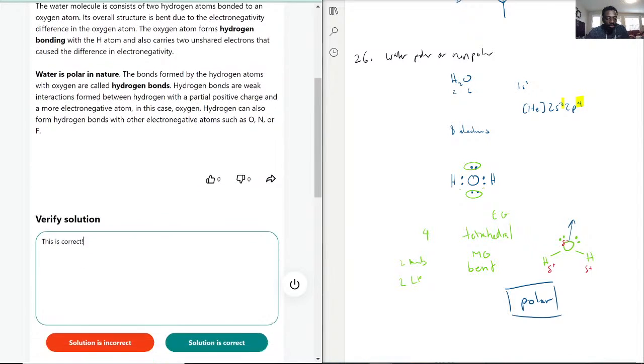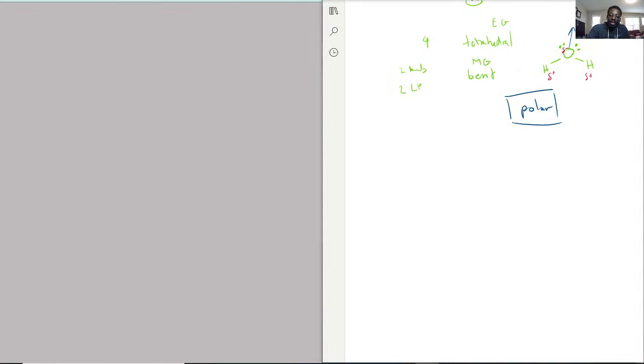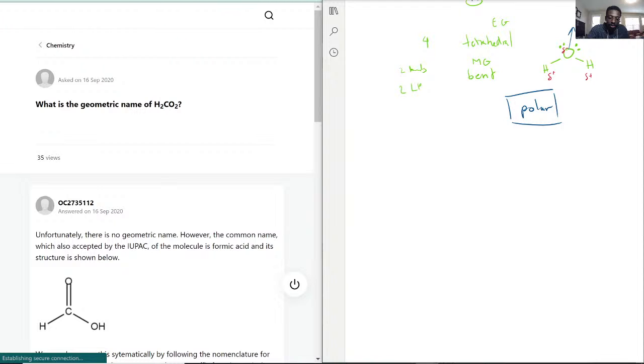Okay. So with that being said, we're on to the next question. Question 27. What is the geometric name of H2CO2? Okay. I think I know what they're asking for here. I think they're asking for what we just did, the electron geometry and molecular geometry for H2CO2.